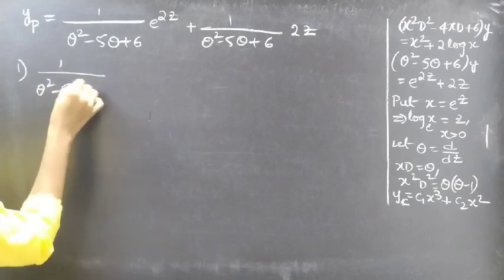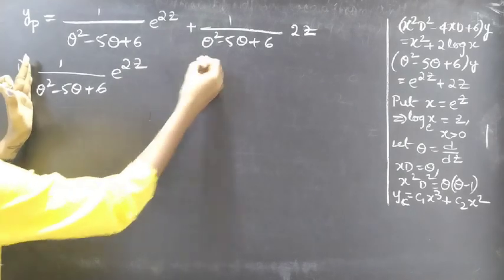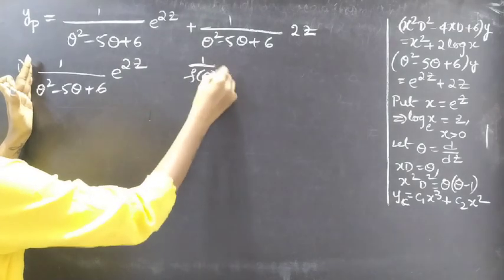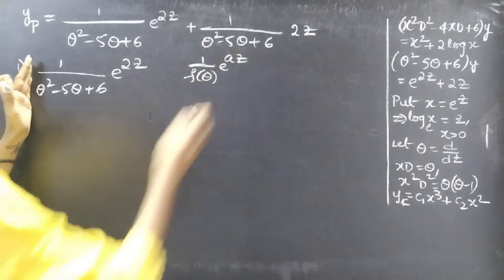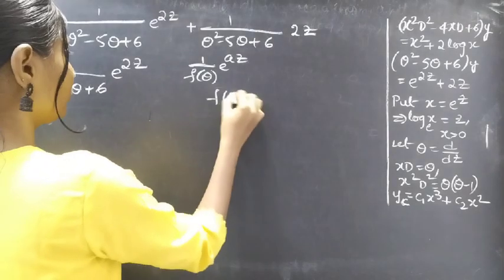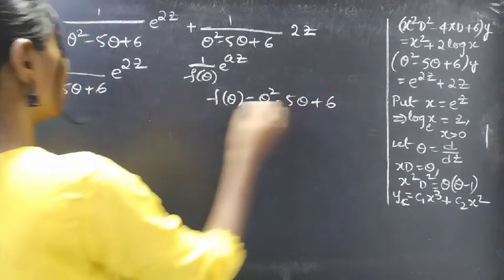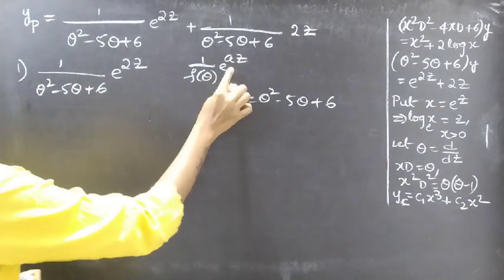1 by theta square minus 5 theta plus 6 into e power 2z. This is of the form 1 by f of theta into e power az, right? So we have f of theta equals theta square minus 5 theta plus 6. Now compare e power z with e power az.